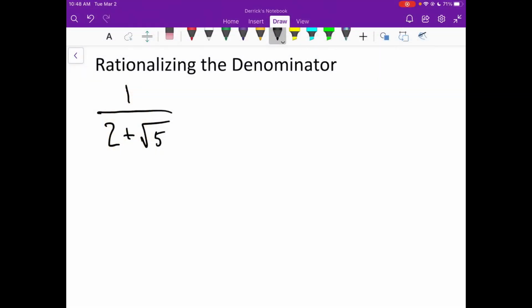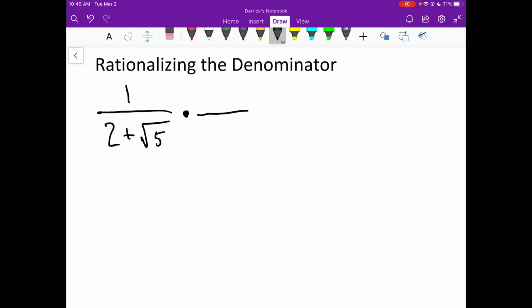Now let's take a look at this example. We have 1 over 2 plus the square root of 5. Now the problem with this expression is still the exact same problem that we had on the last example. That square root of 5 cannot stay in our denominator. It's unacceptable for us to have that square root of 5 in our denominator. So we want to try and figure out what we could multiply this fraction by in numerator and denominator, same thing on top and bottom. We want to figure out what we could multiply by that would get that square root of 5 out of our denominator.